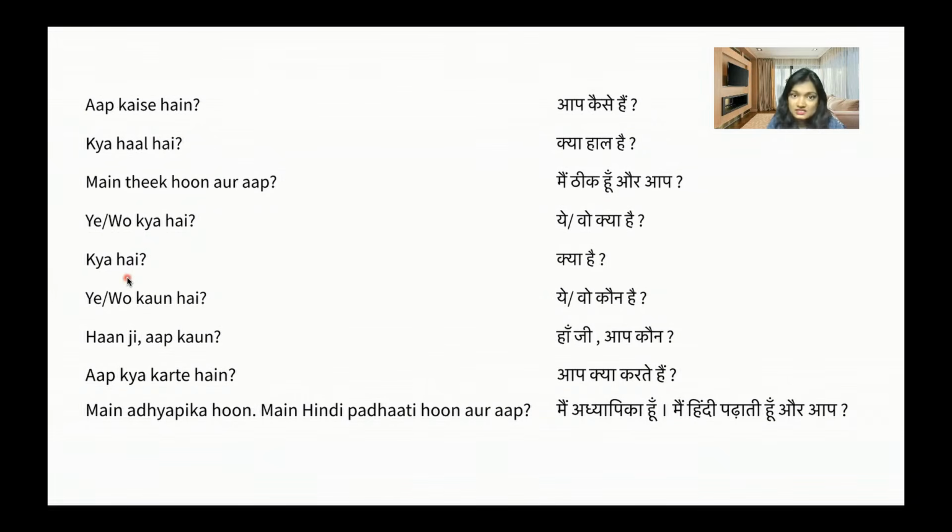Next may seem similar, but there's still a slight difference. So it can be asked to mean what is it? And if you ask this in a very irritated tone, it can also mean what's your problem? Or what's the matter? Why are you irritating me? Leave me alone. So it can mean all of that. When you ask in a very irritated tone, क्या है? Like that.